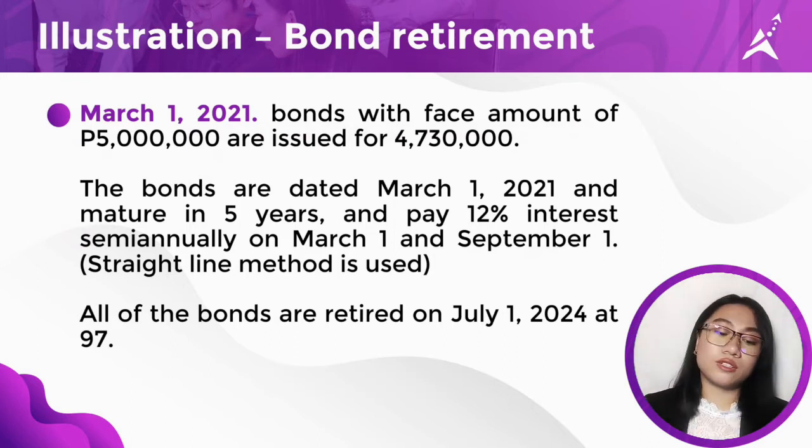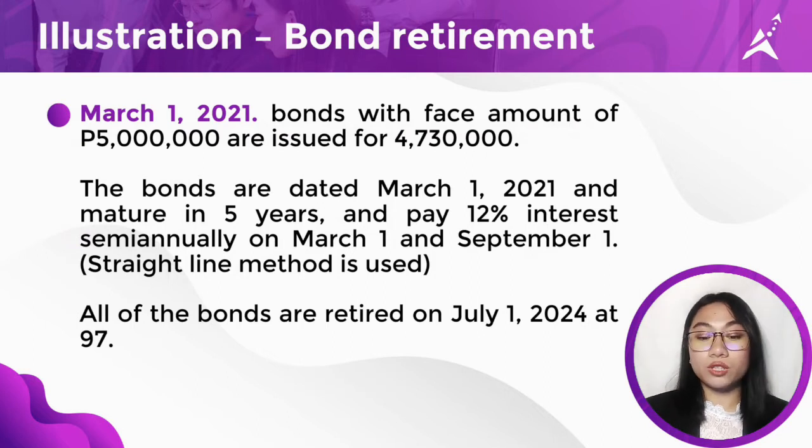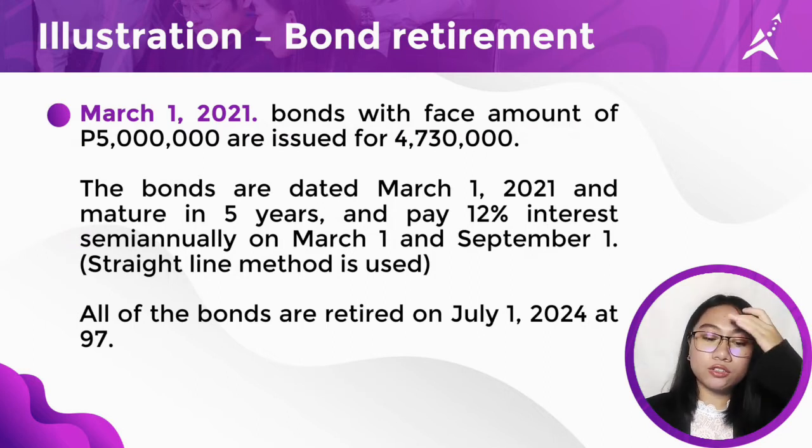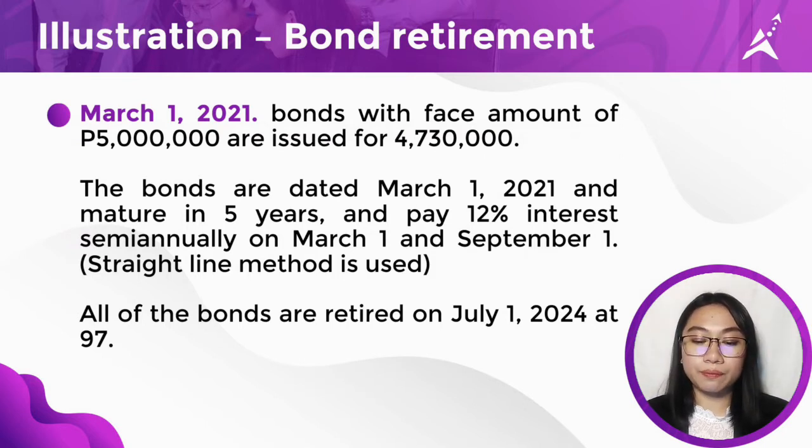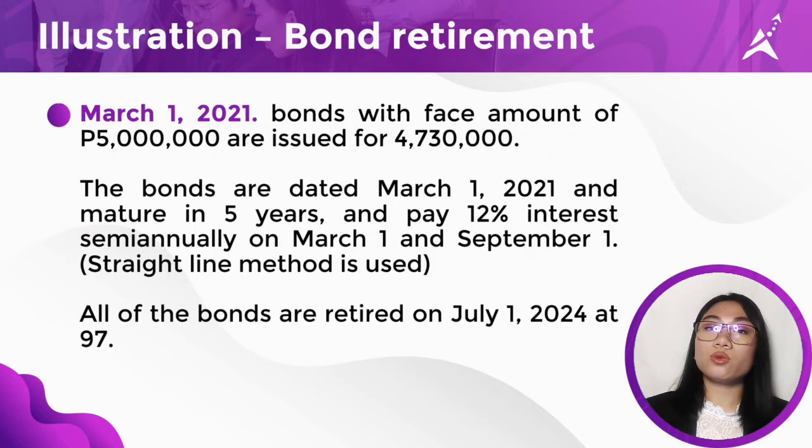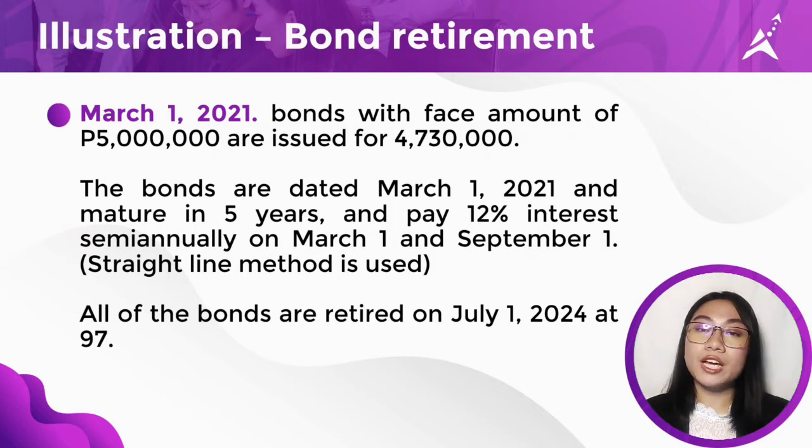So, first, let's read this. March 1, 2021, bonds with face amount of 5 million pesos are issued for 4,730,000. The bonds are dated March 1, 2021 and mature in 5 years and pay 12% interest semi-annually on March 1 and September 1. Straight line method is used. All of the bonds are retired on July 1, 2024 at 97. So, makikita na agad natin ang iba't ibang gagamitin natin.